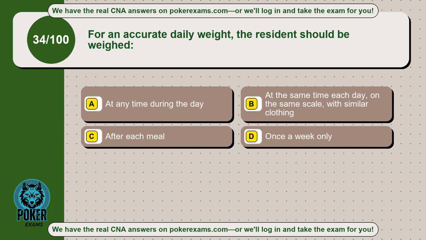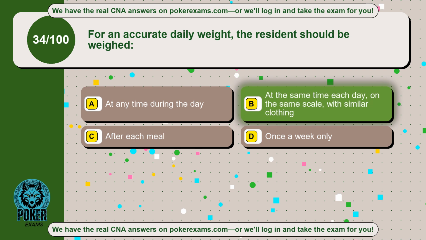Question 34. For an accurate daily weight, the resident should be weighed: Option A, at any time during the day. Option B, at the same time each day, on the same scale, with similar clothing. Option C, after each meal. Option D, once a week only.